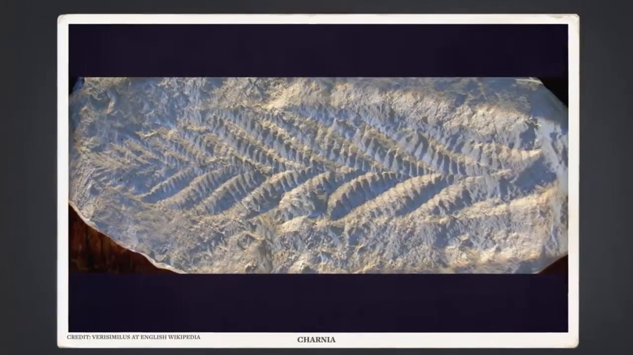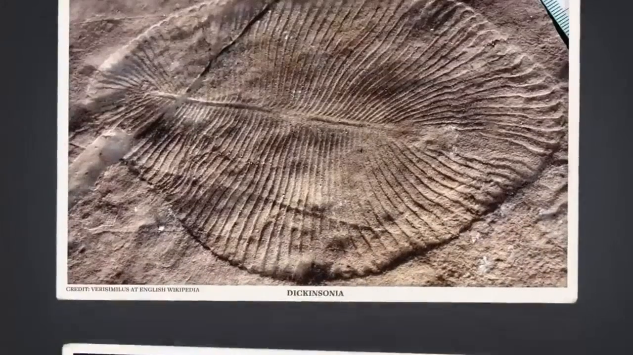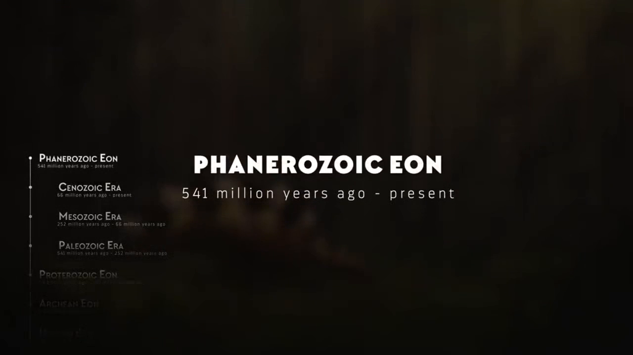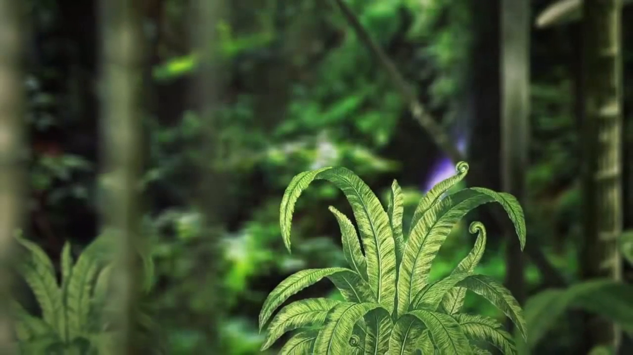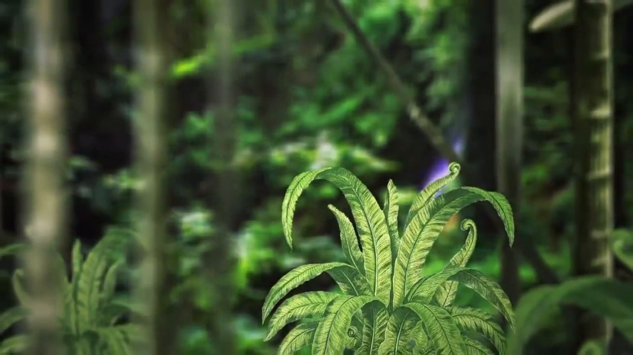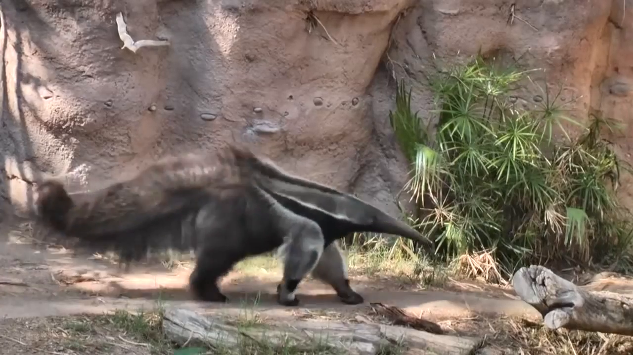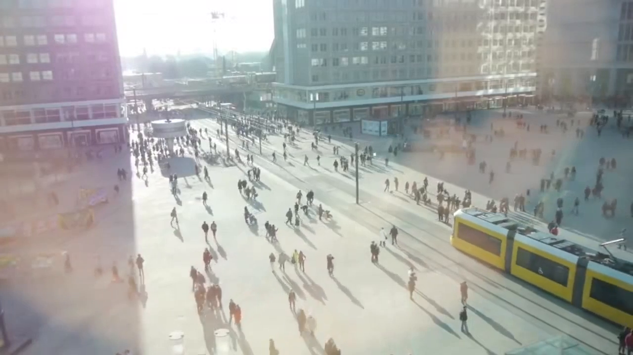Eukaryotes developed into the first really big, complex, and sometimes kinda weird forms of life, such as the frond-like Charnia and the plate-shaped Dickinsonia. These new, larger organisms quickly diversified, and by 541 million years ago, we were at the doorstep of the next and current eon, the Phanerozoic. Its name means visible life, and the Phanerozoic was when life really became obvious. This is the eon that's home to trees, dinosaurs, newts, aardvarks, us humans, basically life as we know it.